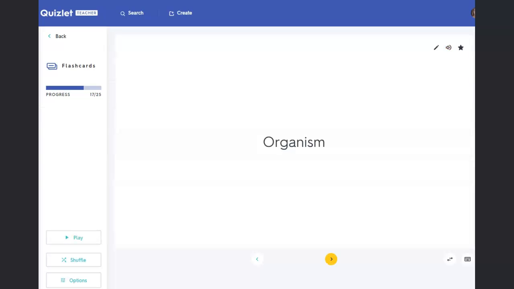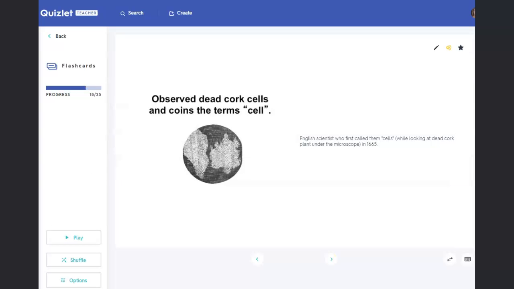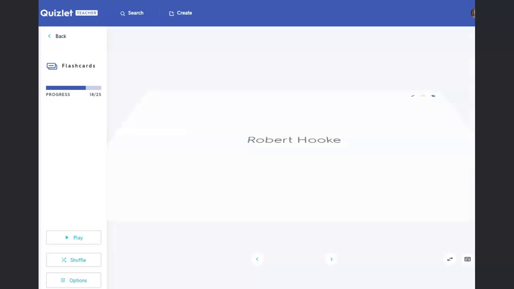Organism. Robert Hooke, English scientist who first called them cells in 1665.